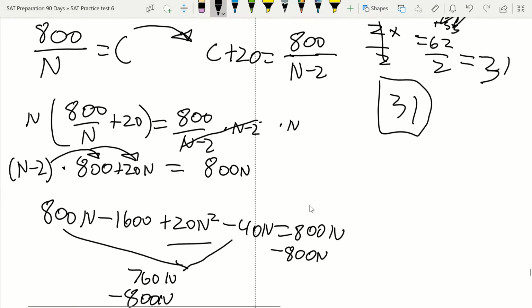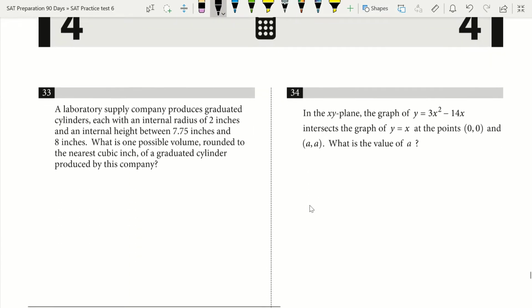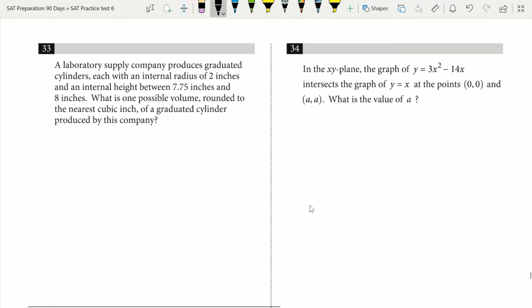Alright, now we've got question 33. A laboratory supply company produces graduated cylinders, each with an internal radius of 2 inches and an internal height between 7.75 inches and 8 inches. What is one possible volume rounded to the nearest cubic inch of a graduated cylinder produced by this company? Okay, we know the volume of a graduated cylinder is pi r squared times our height. We know that our radius is 2, so we're going to have pi times 2 squared, which is 4, so we're going to have 4 pi then, times our height.